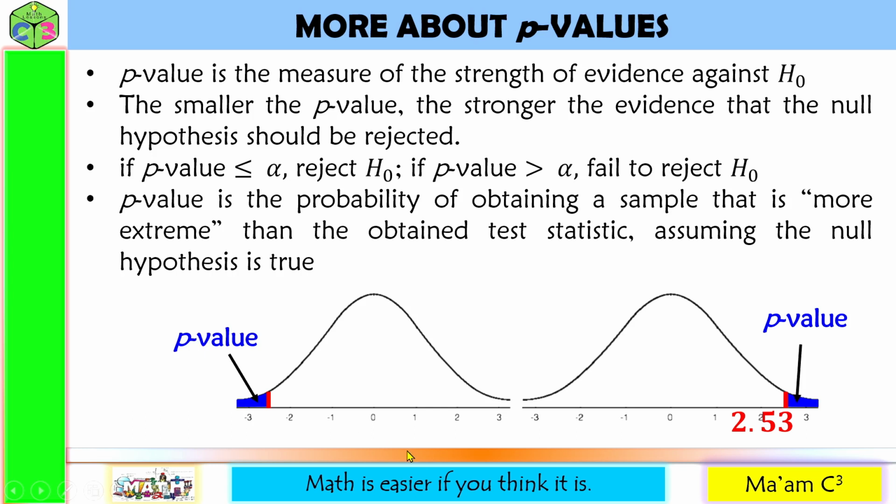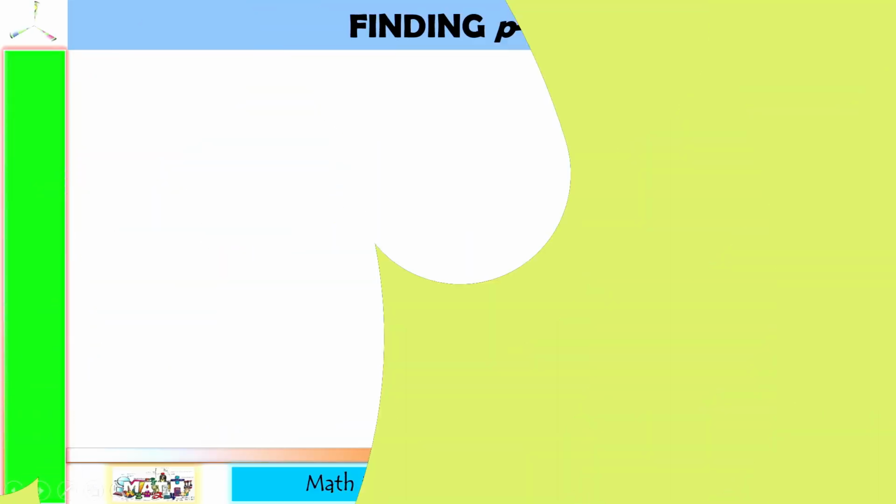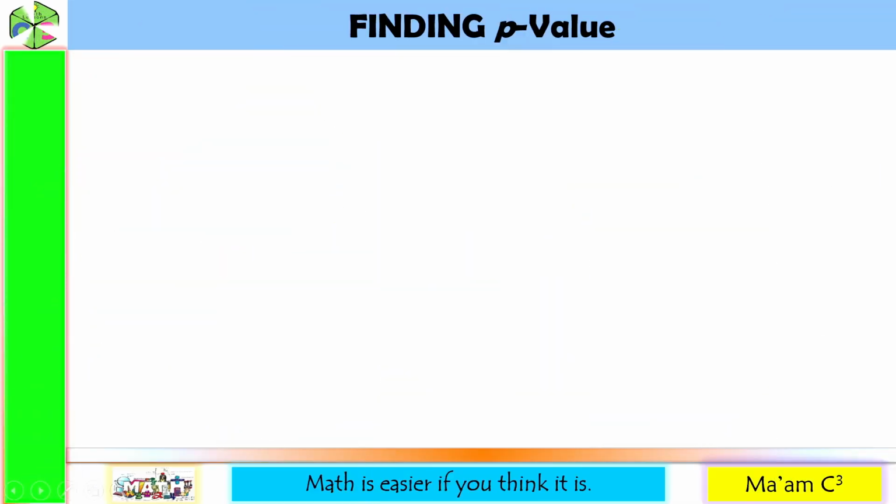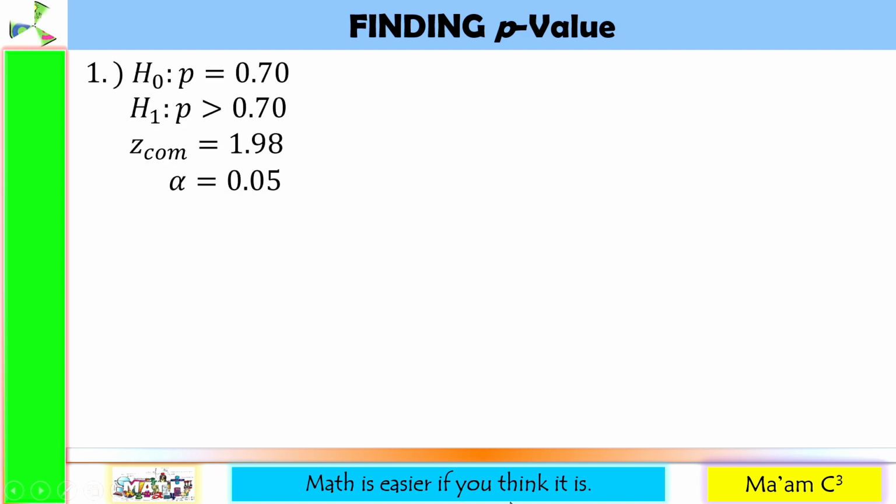Now, how do we find the p-value? There are several ways of finding the p-value. One is if you have a TI calculator like the TI-84, you can use the normal CDF function there. Another way is to look for computer programs that give the p-value. Or you may use the normal table, which I am going to show you now. So let's have an example.